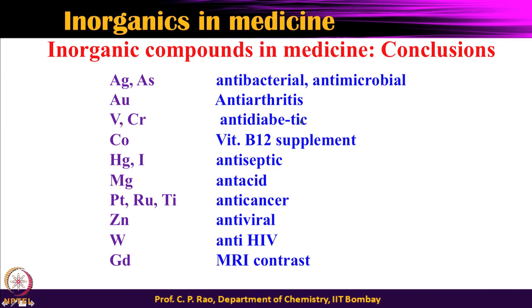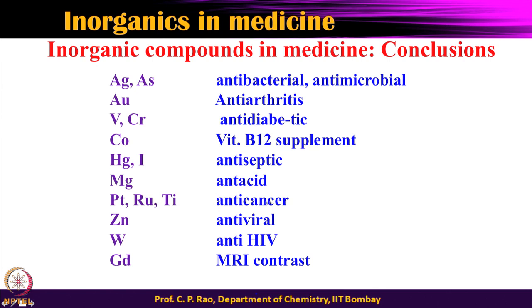Vanadium and chromium can be used for anti-diabetic purposes. Only thing is that they are not in the market, but they have been shown to some extent. There is cobalt as the vitamin B12 supplement, mercury iodide can be used as an antiseptic, and magnesium as an antacid, and of course magnesium salts can also be used as a laxative, etc.